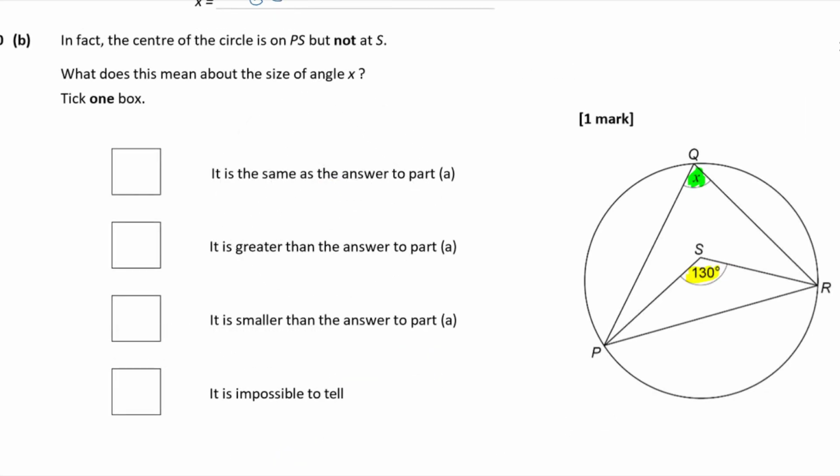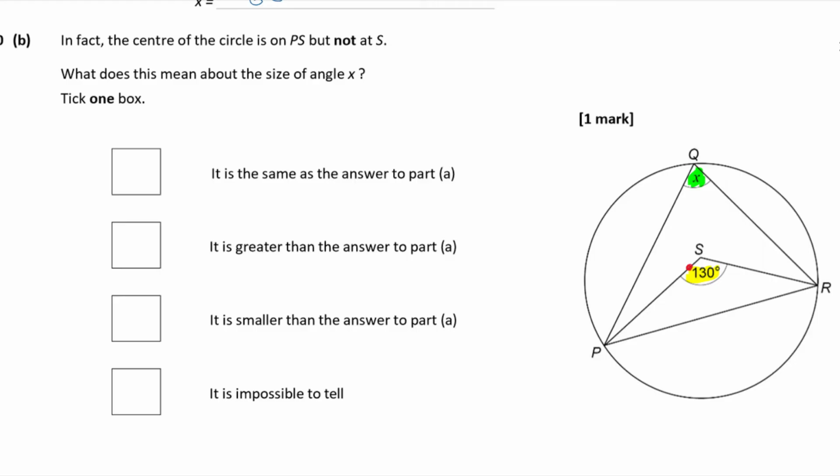Part B says, in fact, the center of the circle is on PS, but not on S. Okay, so that means the center of the circle lies somewhere along this line here. What does this mean about the size of angle X? Does it mean that it's the same? Greater? Smaller? Or impossible to tell? Well, what happens then to angle P center R? Does that angle get bigger or smaller if the center moves along S towards P?